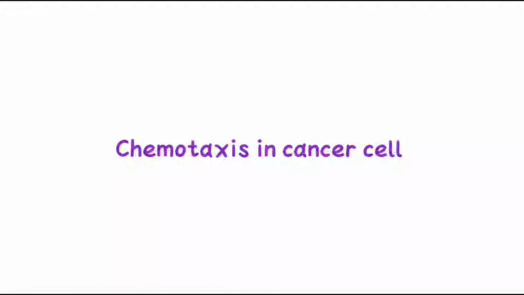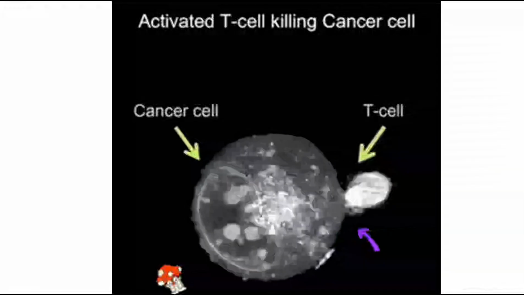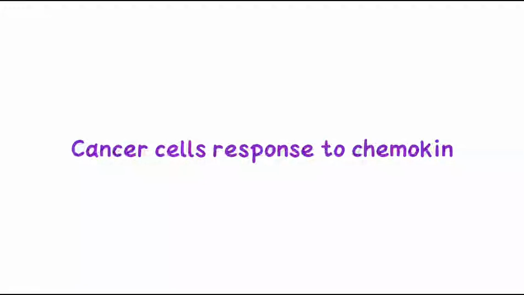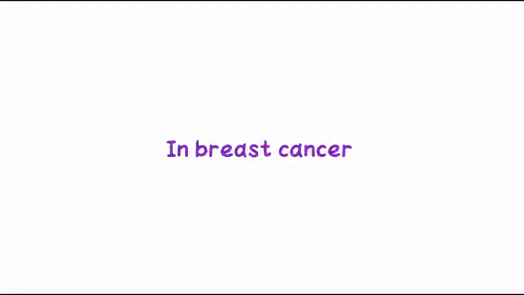Then chemotaxis in cancer cells. Metastasis: some cancer cells hijack chemotaxis to spread, called metastasis. When cancer moves to a new part of the body, these cells respond to the chemokines in distant tissue and migrate there using the blood and the lymph system.